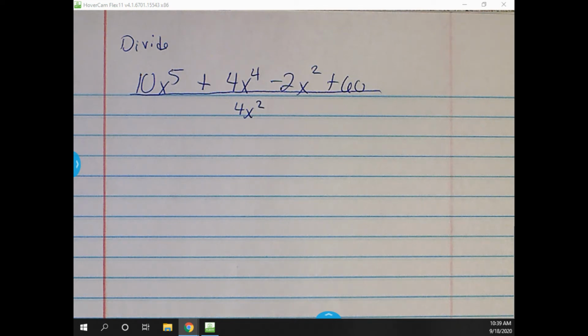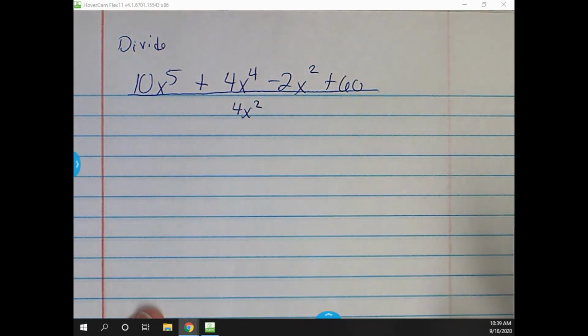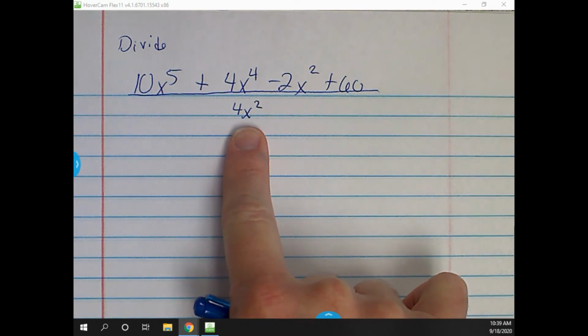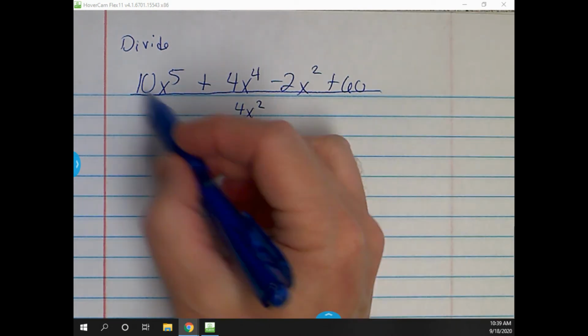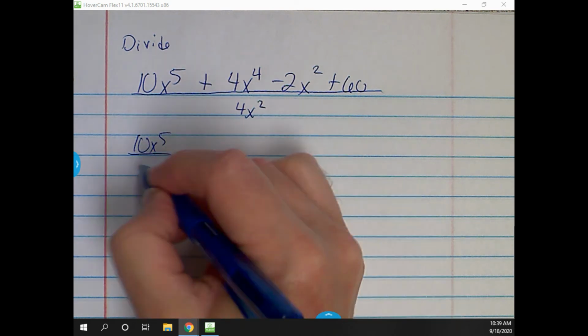Okay, biggest difference on this one is it's not long division, because if we're doing long division, you had to have x plus 1 or x minus 1. It had to be something. If it's just one term on the bottom, this one's actually pretty easy. This is where you take every single number up here and just divide it by the number that's on the bottom.